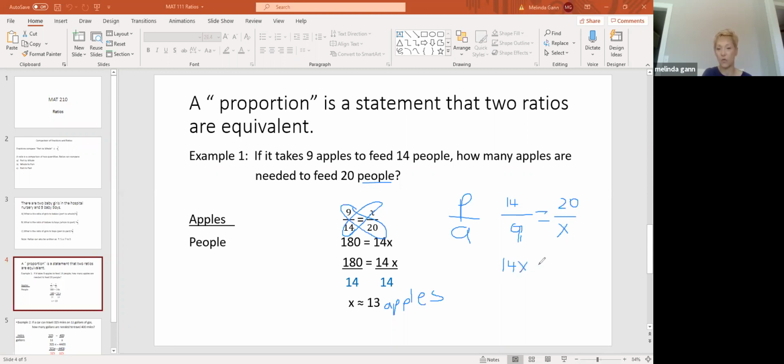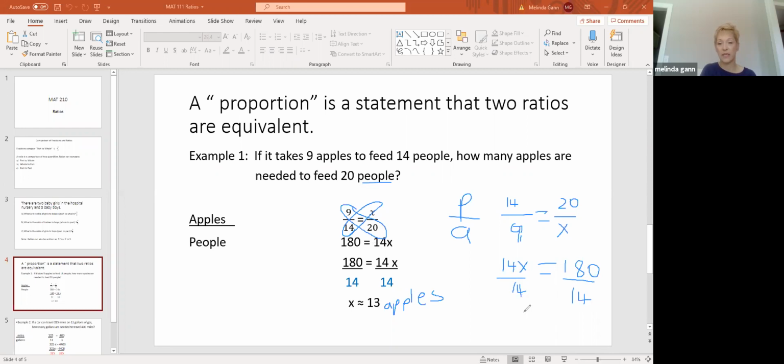All right, equals, and then I would have 20 times 9, and 20 times 9 is 180. Do you see that that would be just like what you had right here, only I have the variable on the left and the number on the right. So I'm going to get exactly the same answer. If I divide both sides by 14, so if I divide the left side by 14, I've got to divide this right side by 14.